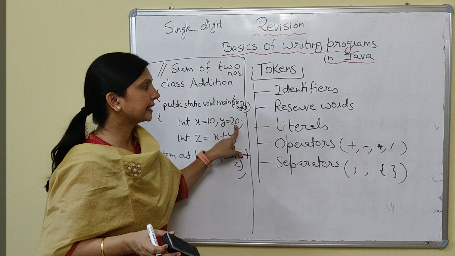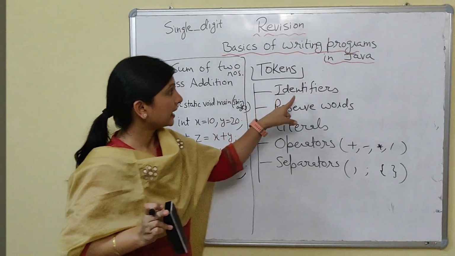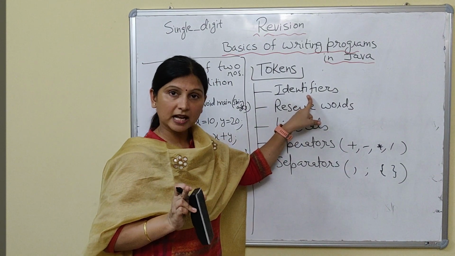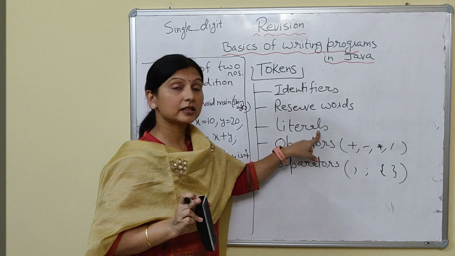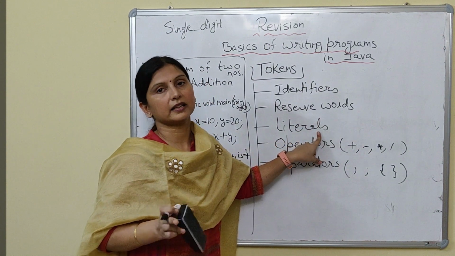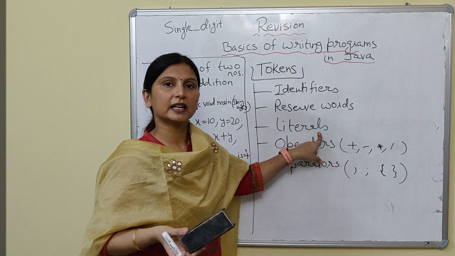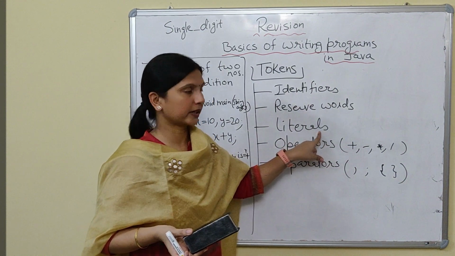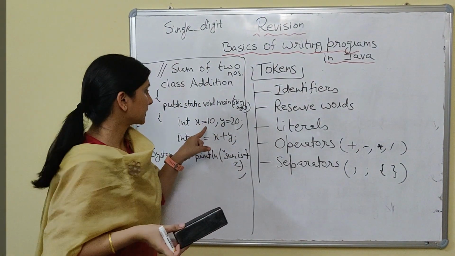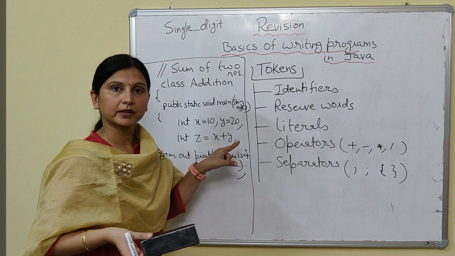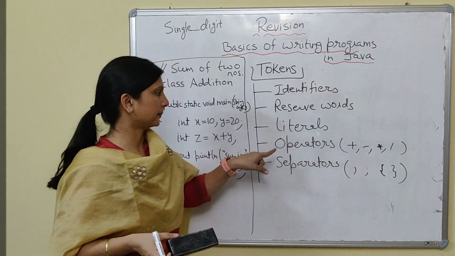10 and 20. What are these? These are literals. Identifiers are the names given to a class or variable. Reserved words I have explained. Literals, what are literals? Literals are the constants used in a program. Simply, you can say literals are the constants used in a program. So in this program, how many constants have we used? 10 and 20. Fine. So these are literals. So these are also tokens.